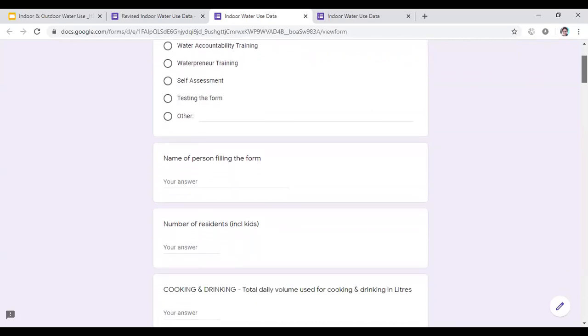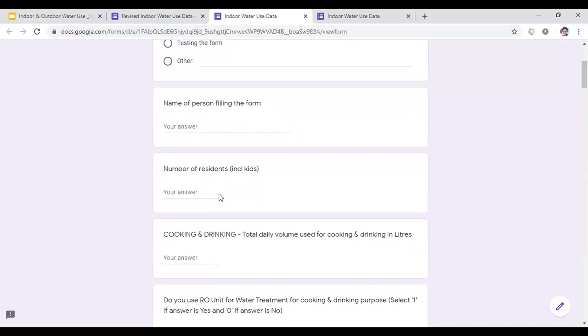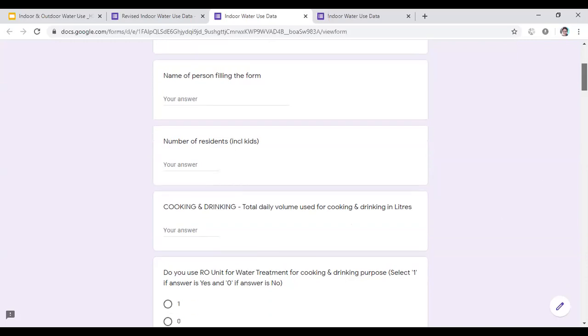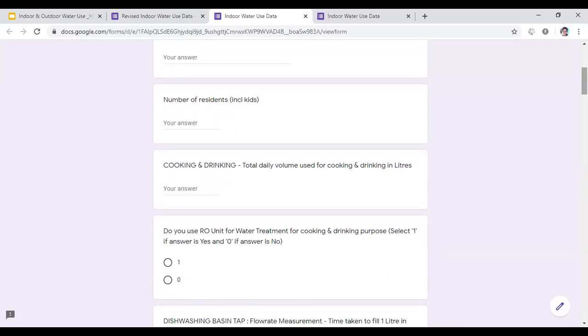Write down your name, and write down the number of people in the household you're measuring. If it's your household, write down the number of residents, including kids. The next question is for cooking and drinking purposes: the total daily volume used for cooking and drinking in liters. As I said, you have to ask that question, or observe where they're storing the water, and that water storage will tell you how many liters in a day. Sometimes they'll say, I use this storage and 2 fillings. Then you measure it 2 times, whatever the storage is.